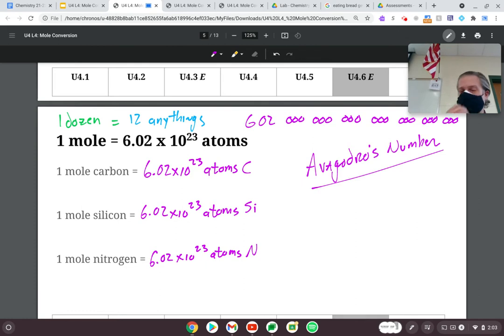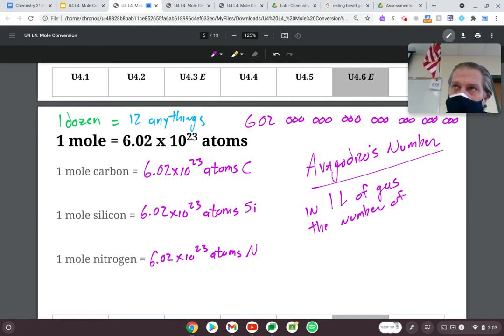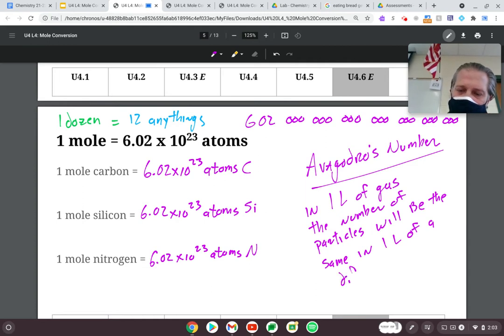I'm going to try to write that a lot neater. So Avogadro said that in 1 liter of gas, the number of particles will be the same in 1 liter of a different gas. Okay? So that's basically what Avogadro said.